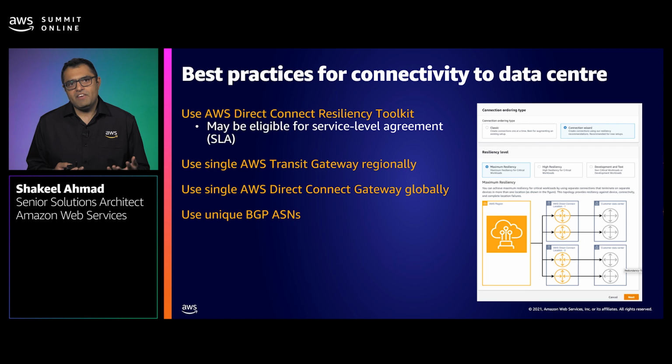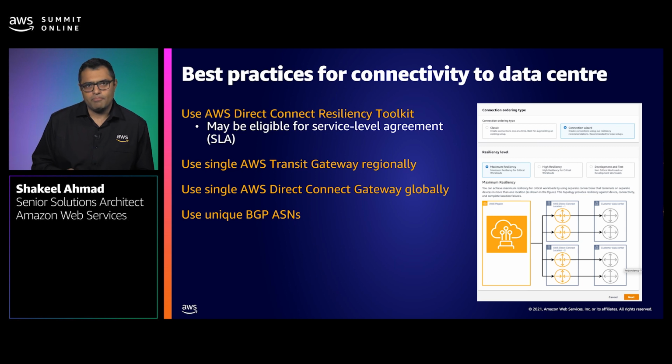Another recommendation I have is unique BGP AS numbers. So make sure you use unique ASN numbers between Direct Connect Gateway, and Transit Gateways globally. This will actually allow you to influence the traffic path by various BGP attributes effectively when it comes to traffic manipulation.